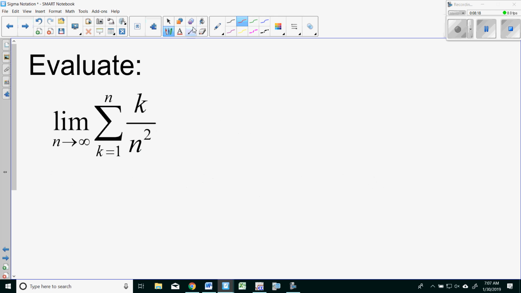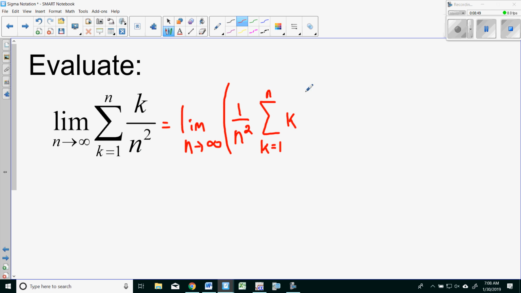So let's say we have the limit as n goes to infinity of the sigma notation of 1 to n of k over n squared. Now first, we have our limit, which is in terms of n. But our sigma notation is not in terms of n squared. So I can pull that n squared in front of the sigma notation. And I get the sigma of just k. So all of this is inside the limit.